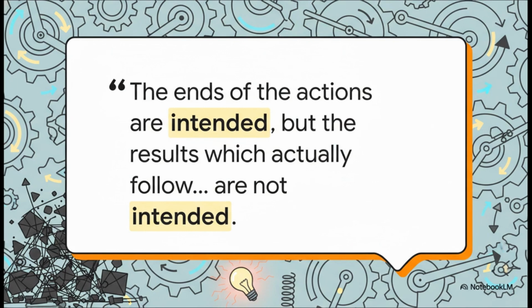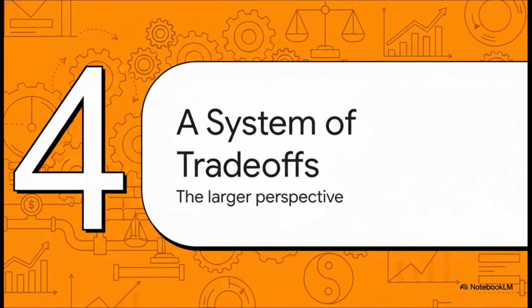This phenomenon points to a fundamental rule in complex systems. Even when an action is taken with a clear purpose, the results that follow are not always the ones that were intended. And what this really shows is that making improvements in an organization isn't about finding perfect isolated solutions. It's about managing a series of trade-offs.